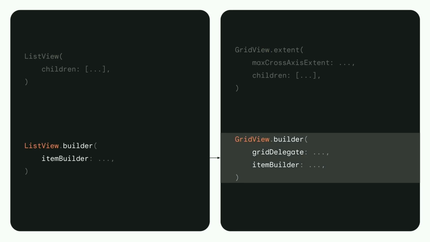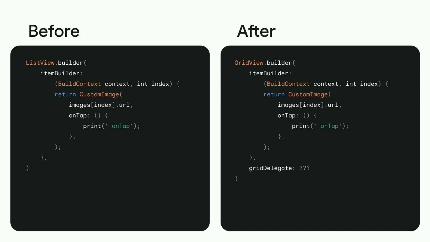So for our example app, we're using a listview.builder, so we'll use gridview.builder. If your app has a large number of items, it's recommended to use the .builder function to only build the item widgets that are actually visible. So let's replace listview with gridview in our code. Most of the parameters are the same between the two widgets, so it's a straightforward swap. However, we do need to figure out what to set for this grid delegate parameter.